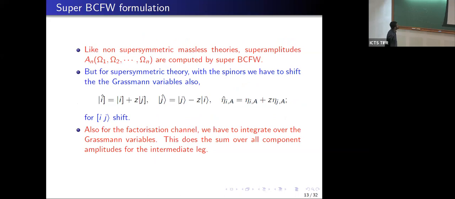Now let's discuss the super BCFW formalism. Like non-supersymmetric massless theories, super amplitudes A_N are computed by super BCFW, but for a supersymmetric theory, along with the spinor shift, we have to shift the Grassmann variables also, to preserve supersymmetry. This is the shift for the Grassmann variables, these eta I variables. Also, for the factorization channel, we have to integrate over the Grassmann variables eta A. This does the sum over all component amplitudes, because this super field has component fields. So this integration does the sum over all component amplitudes for the intermediate state, the factorization channel.